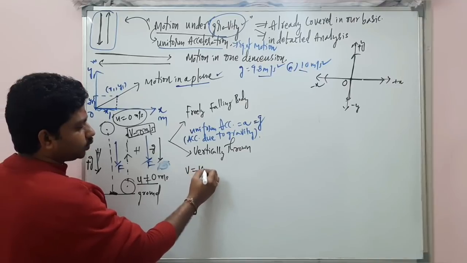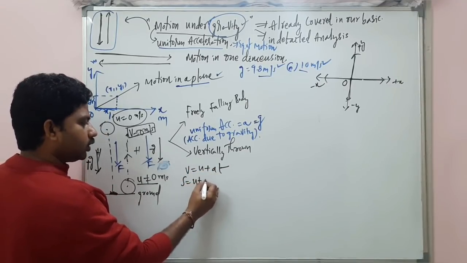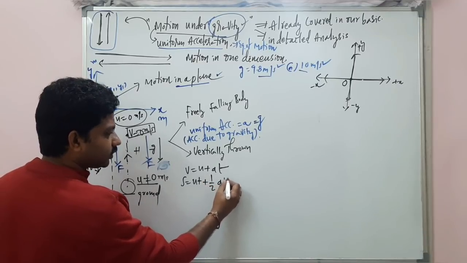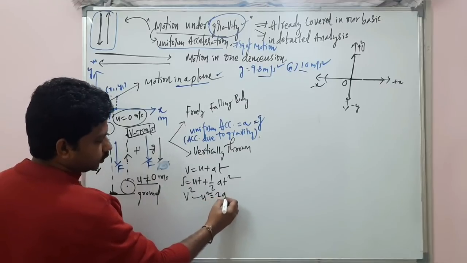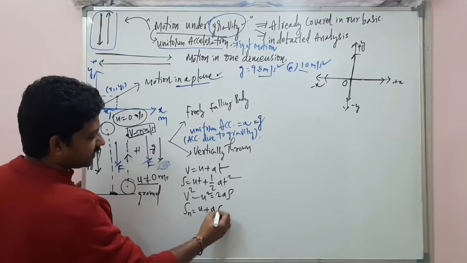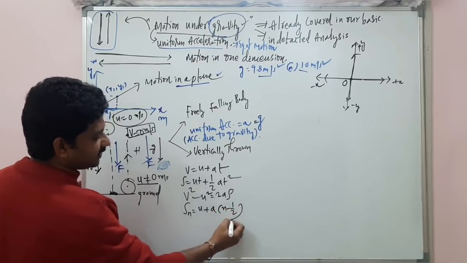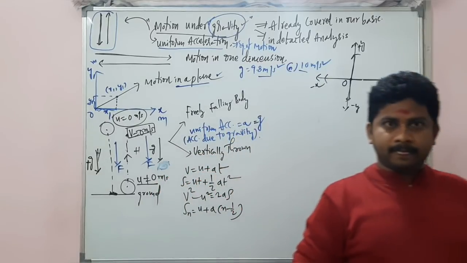V is equal to U plus AT. S is equal to UT plus half AT square. V square minus U square is equal to 2AS. Sn is equal to U plus A into N minus half. These are the equations of motion. Those are the general equations of motion we have.